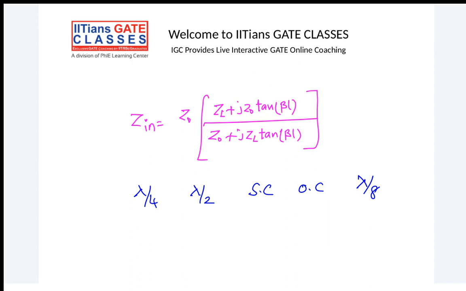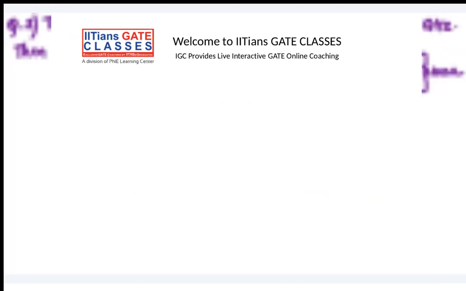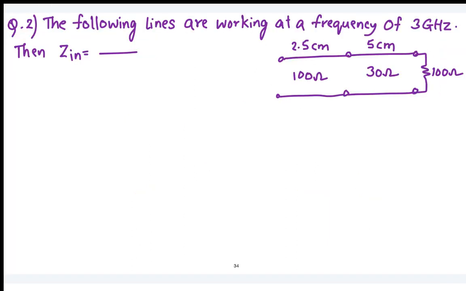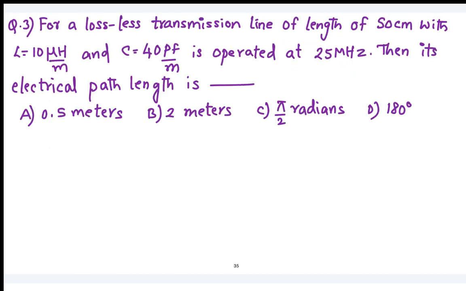Then we started with the problems also. I think two problems have been covered already, and this problem I think we solved. So see the next problem. For a lossless line of length 50 centimeter, with L equal to 10 microhenry per meter and capacitance 40 picofarad per meter, operated at a frequency of 25 megahertz, find the electrical path length.